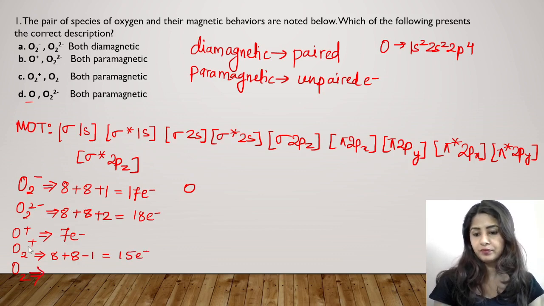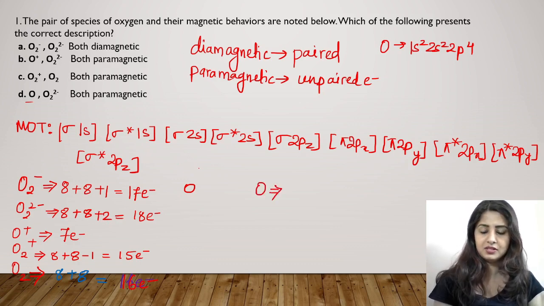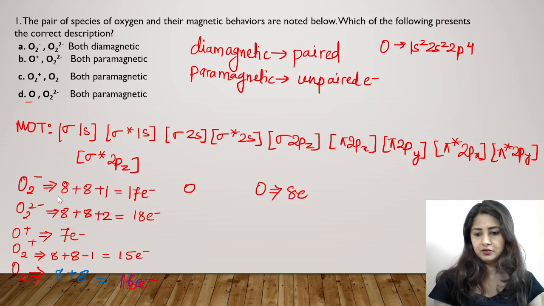And O2, so here we have 8 plus 8 equals 16 electrons. And then we have the oxygen atom, just the oxygen atom. So I'll write it here. The oxygen atom has 8 electrons, right? So we have written all these species with their number of electrons in it, right?